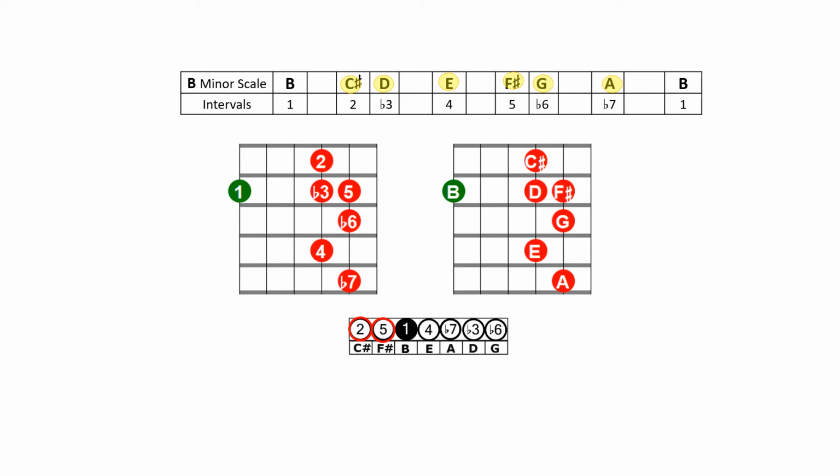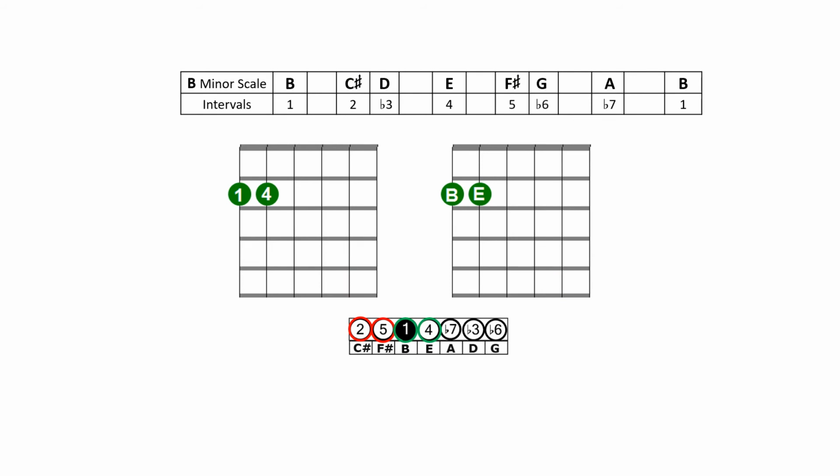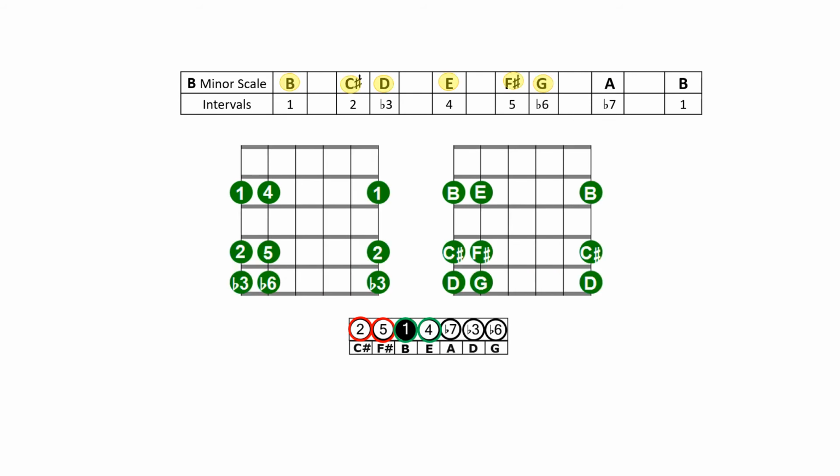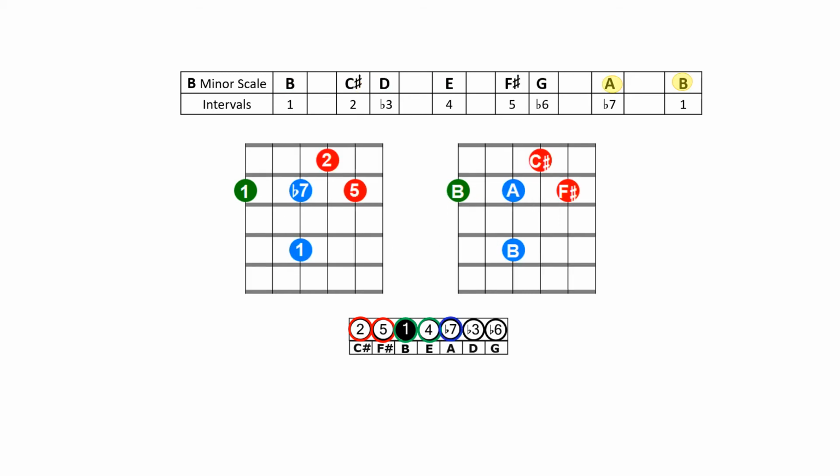From the next 2 letters in our chart, B and E, we will find that B, C sharp, D, and E, F sharp, G follow a major second, minor second interval pattern on adjacent strings. The sole major second is A to B.